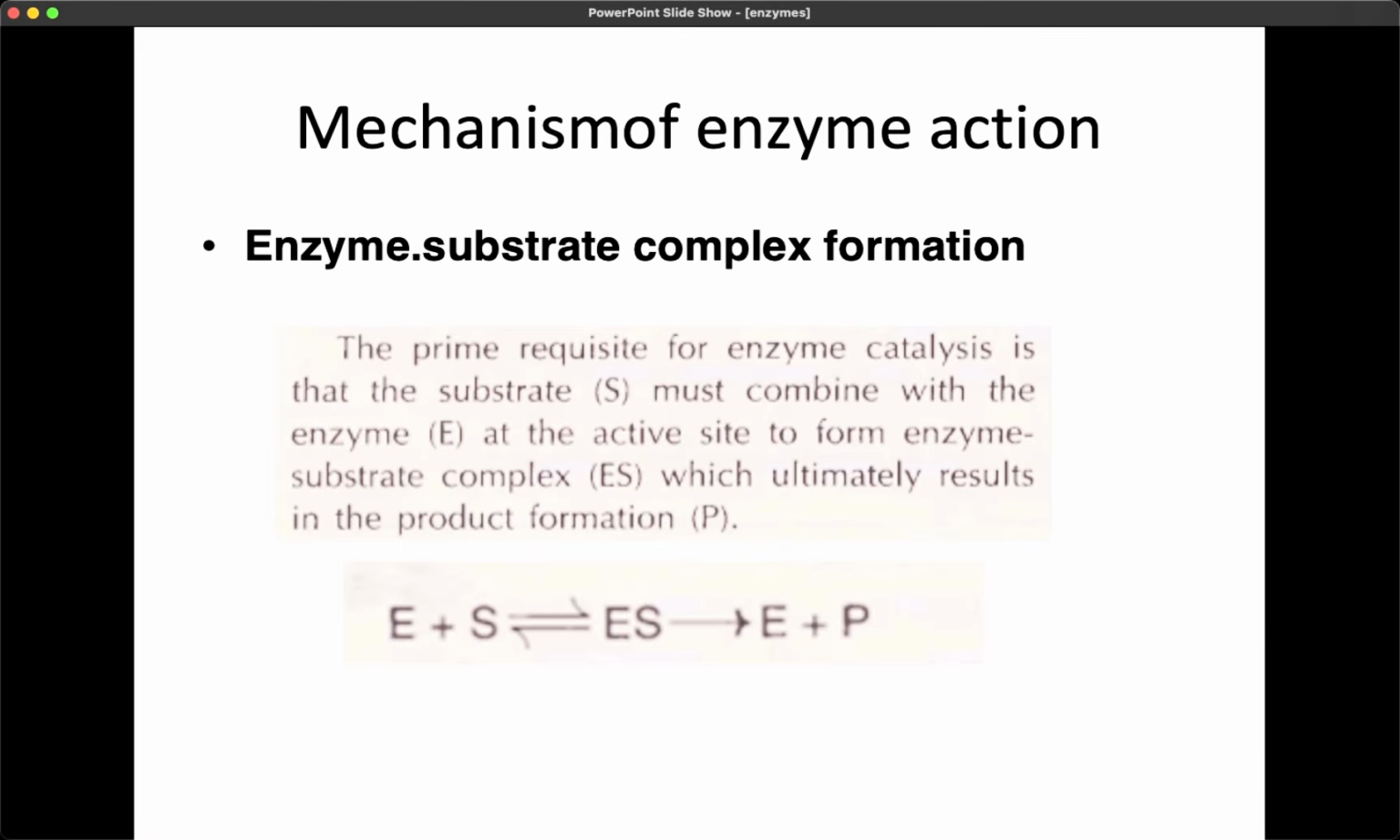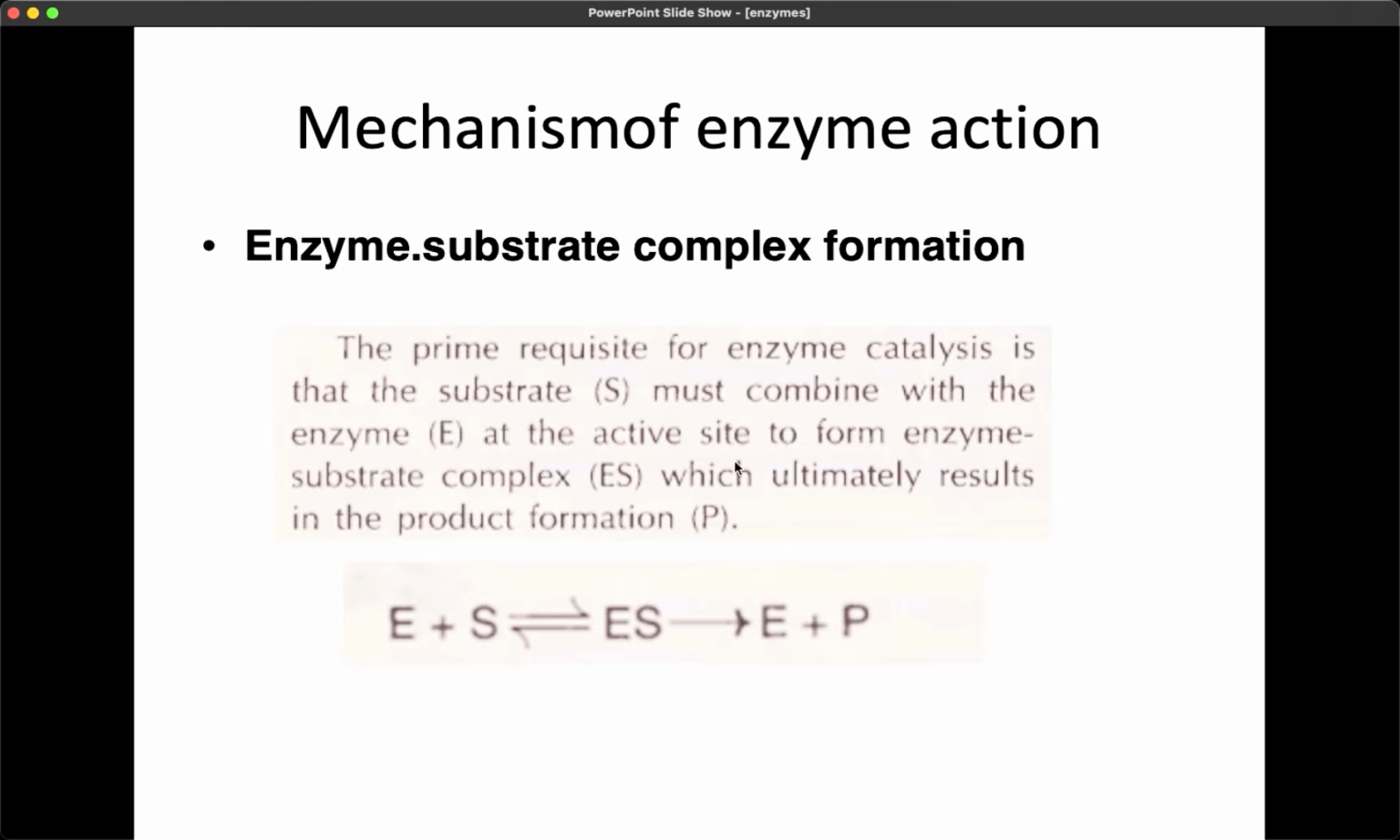Okay, now looking into the detailed mechanism of enzyme action. First, there is the formation of the enzyme substrate complex. This is the basic reaction, and two types of models have been proposed for it. In basic enzyme action, there is this formation: there is one substrate, that is our S, and there is our enzyme. So this together binds at the active site to form an enzyme substrate complex. Then the reaction happens here, and it finally gives the enzyme and the product. The substrate is converted into the product, which can be one product or many products.